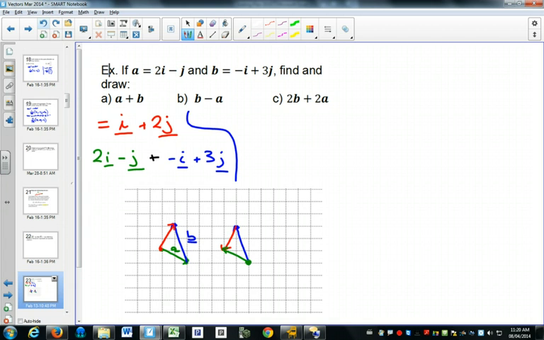As far as the math goes, if I write b, which was negative i plus 3j, and I subtract a, which is 2i minus j, we've got the negative outside of brackets here. It's going back to grade 9 math. Got to distribute that. So you're going to have negative i minus 2i. Did I draw something wrong? Maybe. We'll look at it in a bit. That'll give me minus 3i's, right? And plus 4j's. What did I do wrong?